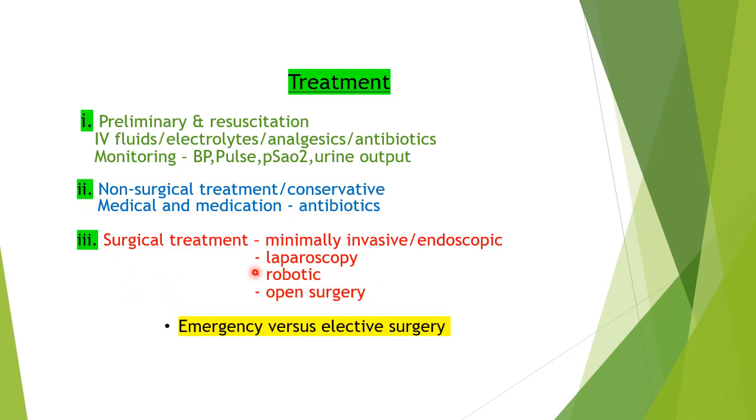Then there is something known as emergency versus elective surgery. Emergency surgery is surgery done as soon as possible because of the urgency of the situation. So these patients are not ideally prepared. Therefore, the complications following these surgeries may be higher compared to elective surgery, which is planned and the patients are adequately prepared. So the complication rate from elective surgery is very much less.